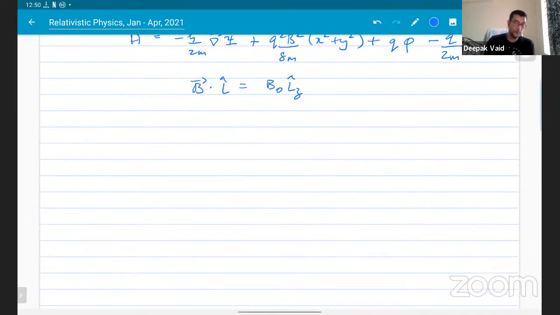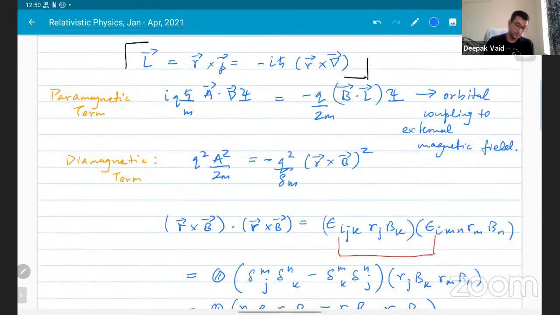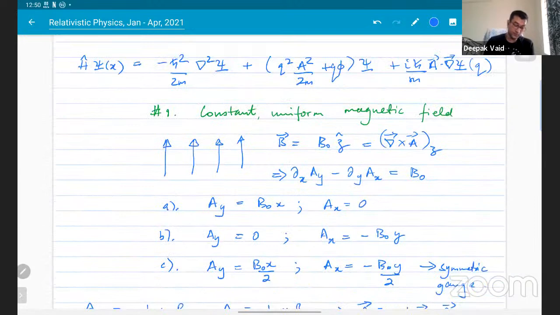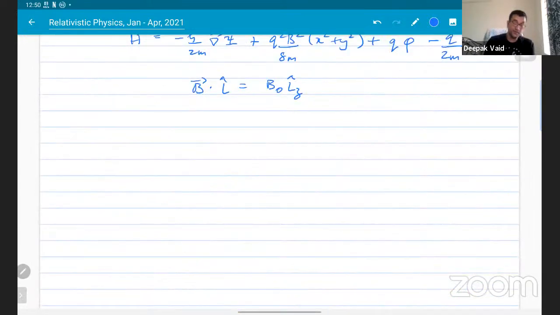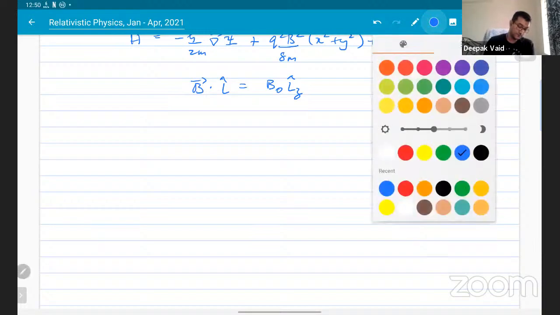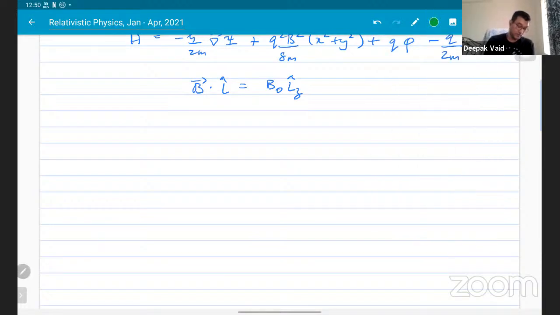Okay, so now what we can do is, we are looking at this constant uniform magnetic field. Now this gives us a vector potential, right? Now we need to decide what is our scalar potential. So for the scalar potential, we have two possibilities. Well, there are an infinite number of possibilities.